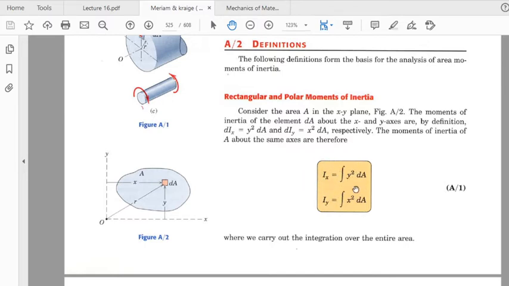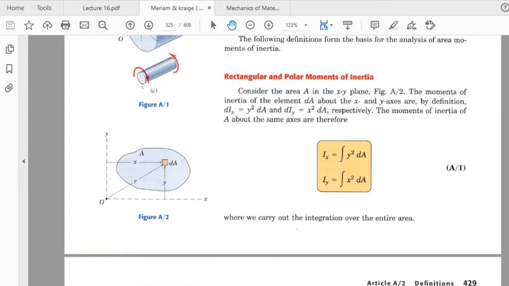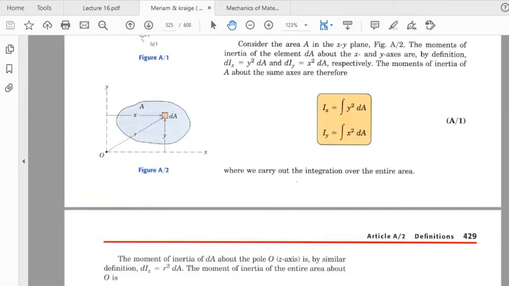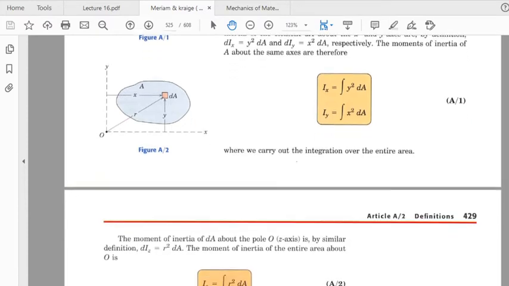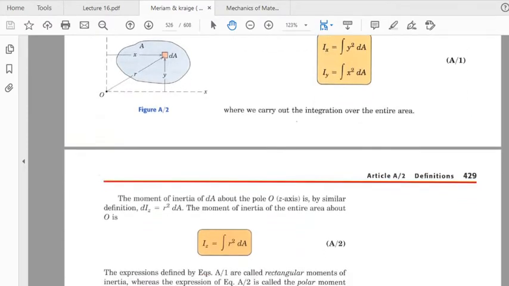Ix is going to be integral y squared dA, that is the second moment of area. And similarly Iy is equal to integral x squared dA. Polar moment of inertia, as we discussed in the previous lecture also, is going to be the addition of the two, x square plus y square. As you can see here in the figure, it is equal to r square. So Iz is equal to integral r square dA. That is the total moment of inertia, or second moment of area, about point O.